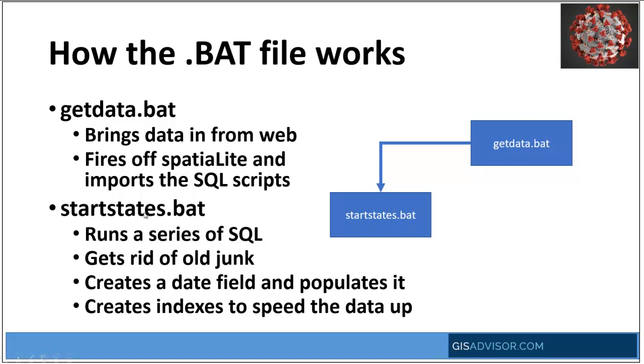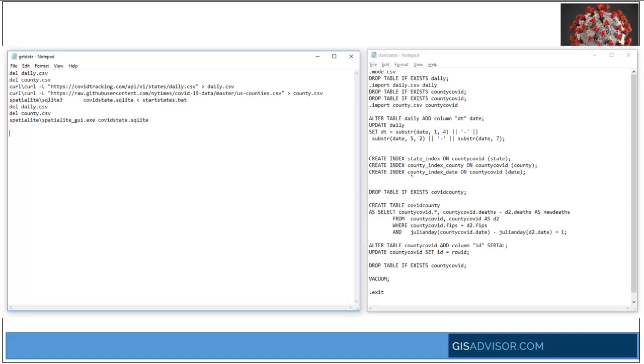And that runs a series of SQL. It gets rid of a lot of old junk that might be in there, and it creates a date field and populates it for some of our data because that date value is coming in as text. And then we create indexes to speed the data up. So let's step through these commands. Like I said, the first thing we do is run getData.bat, and then we have to call startstates.bat. I wish we didn't have to do it, but it's just the way that SQLite works.